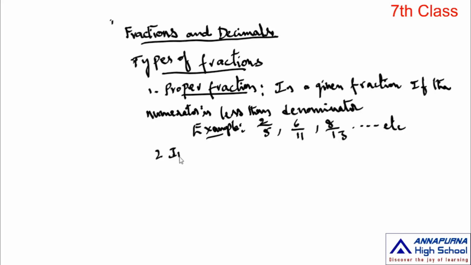Second one is improper fractions. In improper fractions, this is just opposite to the proper fraction. In proper fraction, numerator is less than denominator. Whereas in this case, numerator is greater than denominator. Such fraction is called improper fraction. So write the same thing.